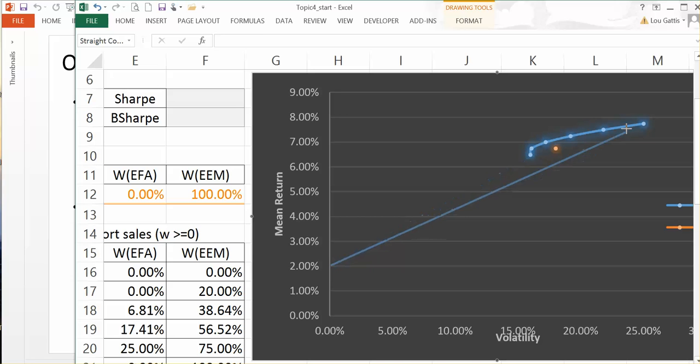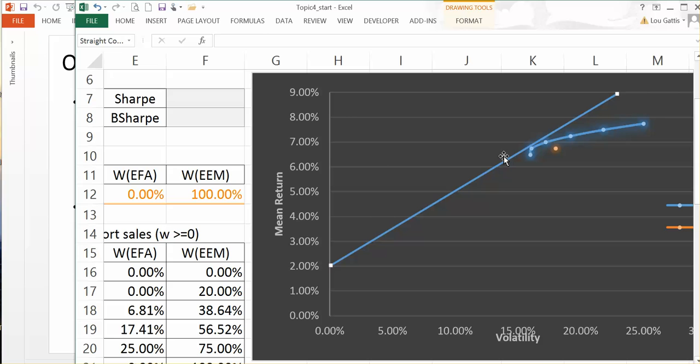All right, this one out here is actually EMA. I definitely wouldn't want to combine EMA and Treasuries. I want to move in this direction. So I'm going to find this portfolio right here. And how I do that is I set up the equation for the slope of this line in Excel and then run Solver to maximize that function by changing the weights.